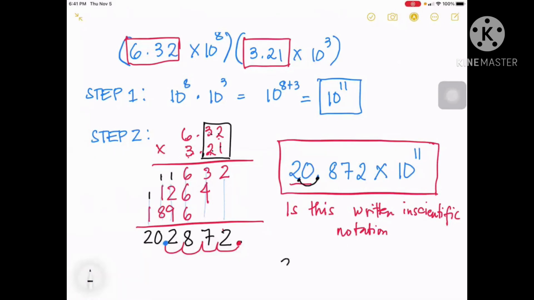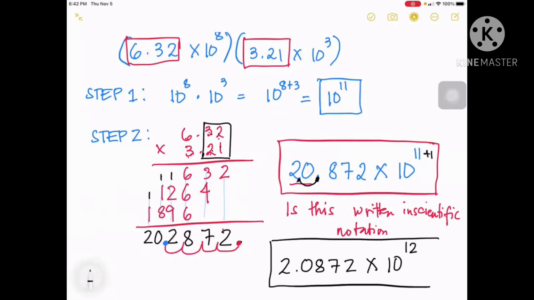That is why you have 2.0872 times 10. Now another question, what might happen to the exponent 11? Since you moved 1 going to the left, you have to add 1 here. That is why 11 plus 1 will give you 12. And this is now your product. This is your answer for this problem.